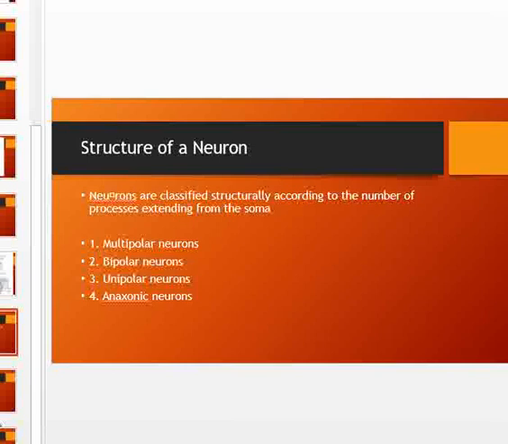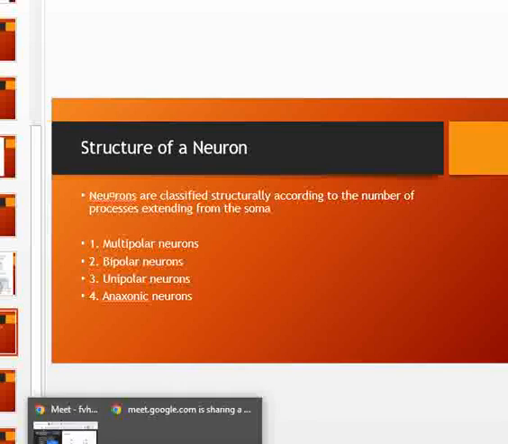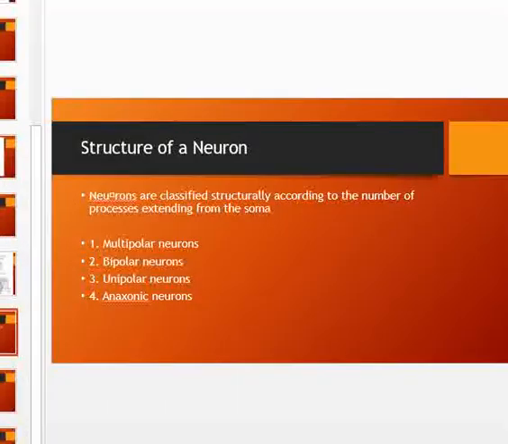If I was able to inquire, I could have asked who can tell us anything about multipolar, bipolar, unipolar, and anaxonic neurons? Any of them, you can say any of them, so that we can save time. Tell us anything. Okay, let us save time. I'll just proceed.